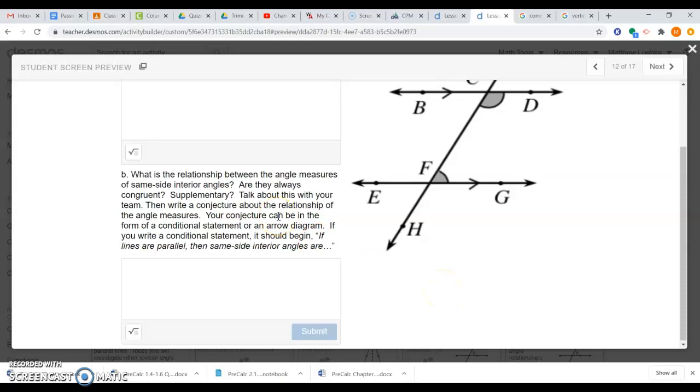What is the relationship between the angle measures? That's for you to find out. Are they going to be congruent, like we saw with alternate interior? Are they going to be supplementary? What are they going to be, okay? And then we can write this conjecture like they have down here. If lines are parallel, then same side interior angles are, well, congruent, supplementary, or something else.